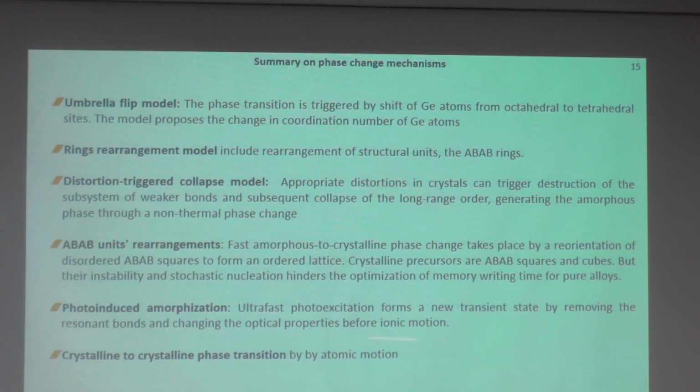And then we also considered the crystalline to crystalline phase transitions between cubic and vacancy ordered, and vacancy ordered to trigonal phase. Here we saw that it occurs by atomic motion on very short distances. So do you have some questions on this part of the lecture?